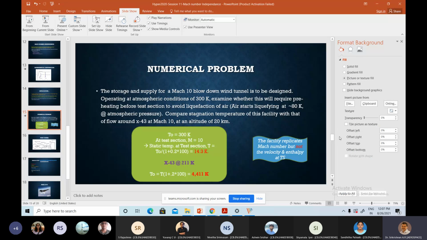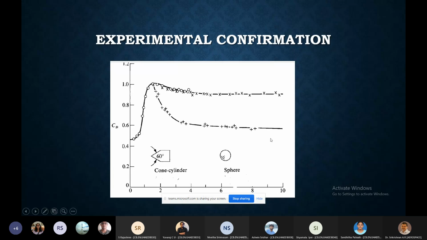So that's the concept of Mach number independence, and as a confirmation of this, some basic geometries' experiments have been confirmative to the conclusion. I have shown this. I just want to highlight one particular point with respect to these two curves. The top one is for the pressure distribution, CD values over a sphere, and the lower one is for a cone cylinder configuration, where you have a leading edge cone followed by a cylinder body.